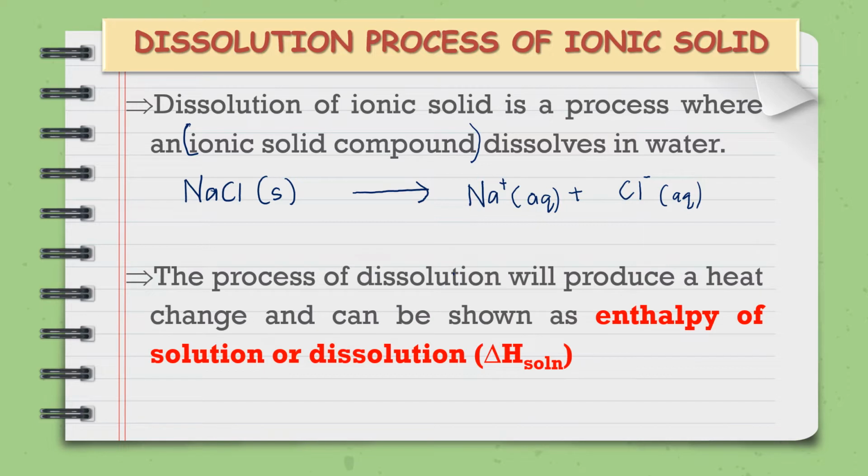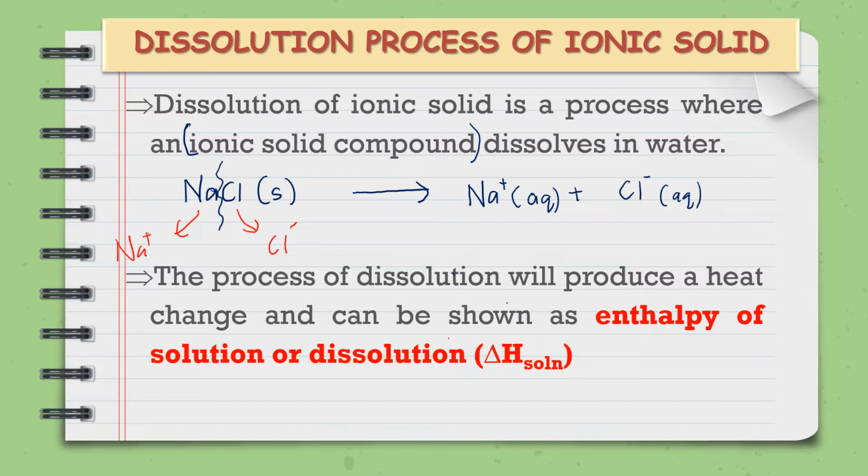Okay, so the process of dissolution will produce a heat change and can be shown as enthalpy of solution, also known as enthalpy of dissolution. It's the same thing, and this is the symbol for delta H solution. Why do we use the word dissolution here? The word dissolution shows that this ionic solid compound will break to its respective ions, so Na plus and Cl minus.